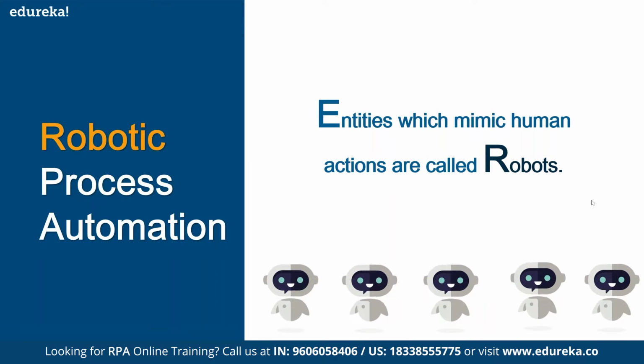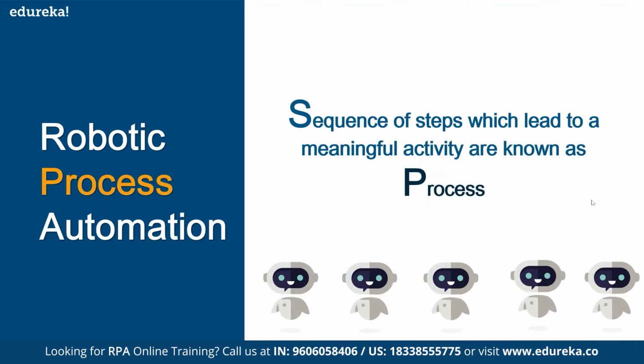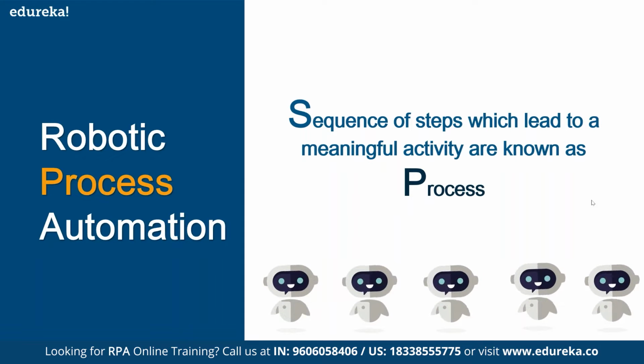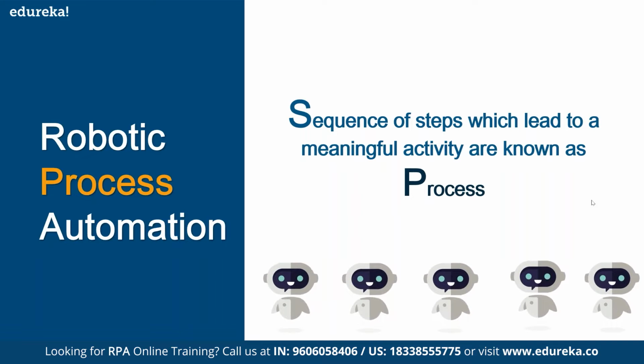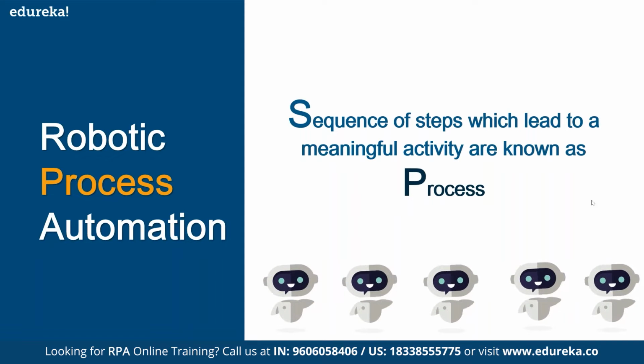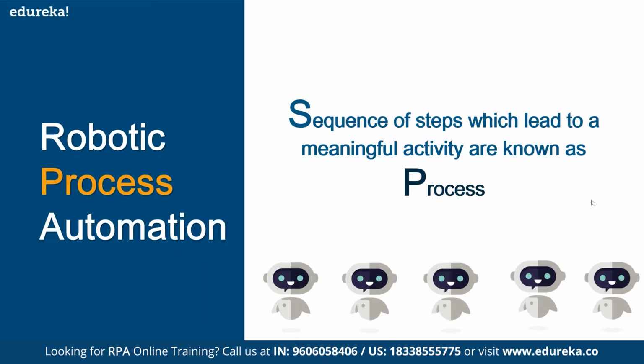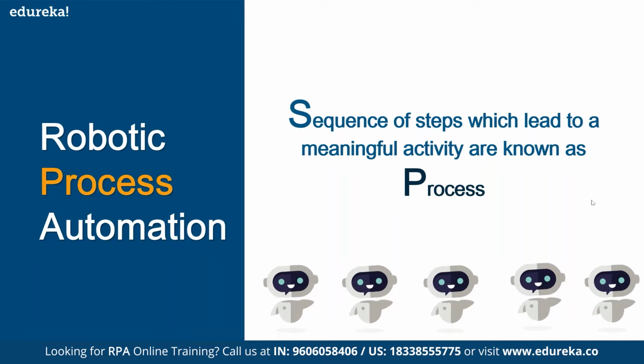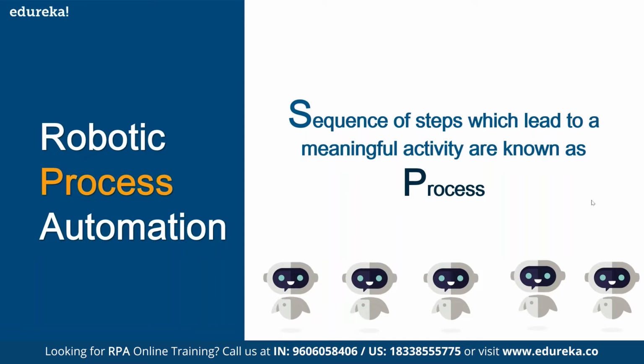That is a robot. From the start I've been talking about business processes, so what is a business process? A business process is a sequence of steps that you do in your own area which leads to a meaningful activity. A general definition of a process is the sequence of steps that leads to a meaningful activity. All the processes that we follow in an IT industry, we call business processes.